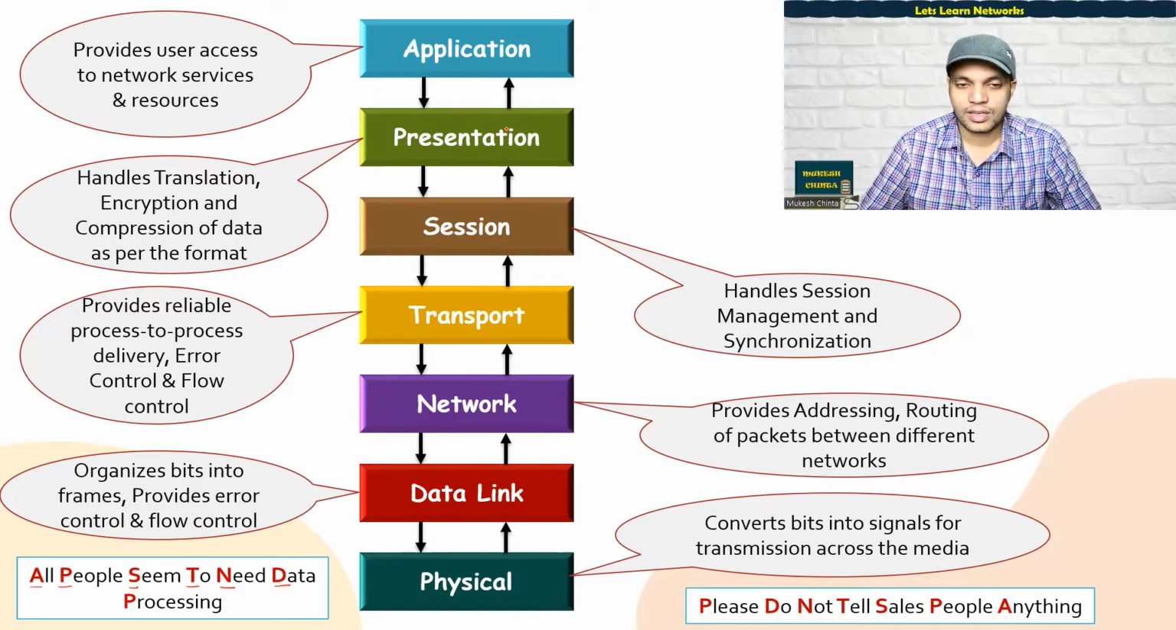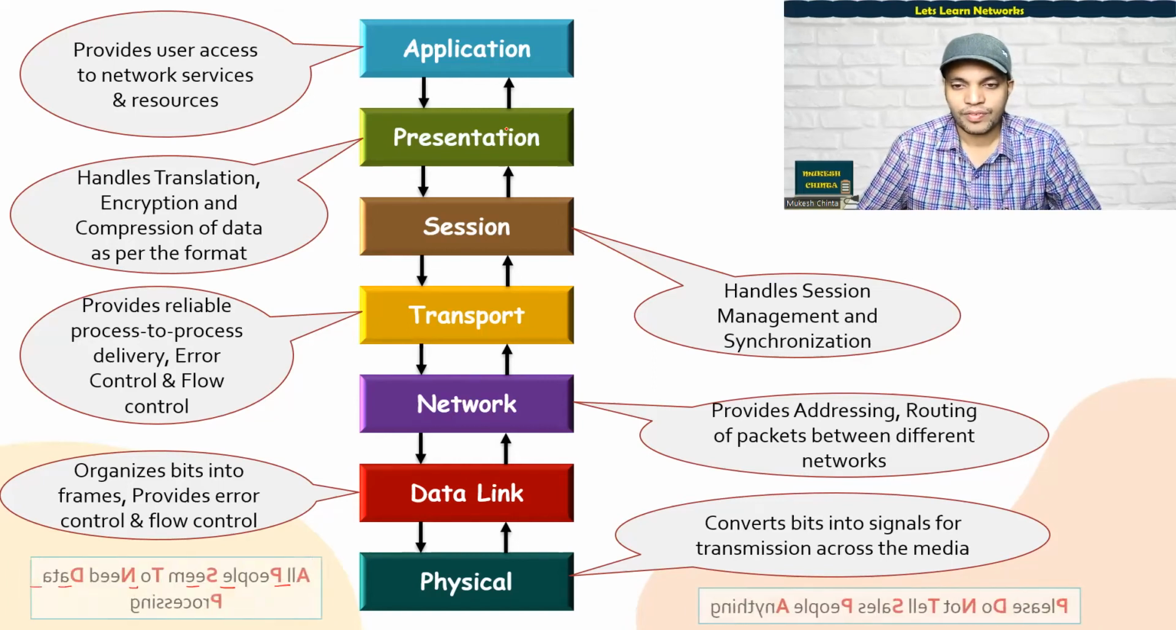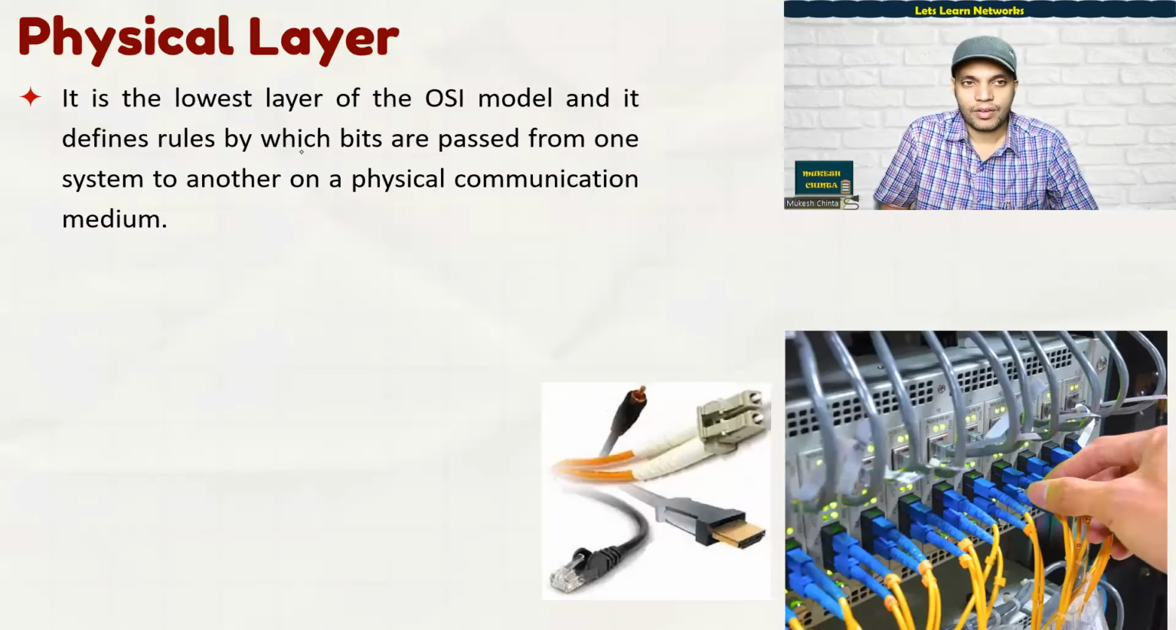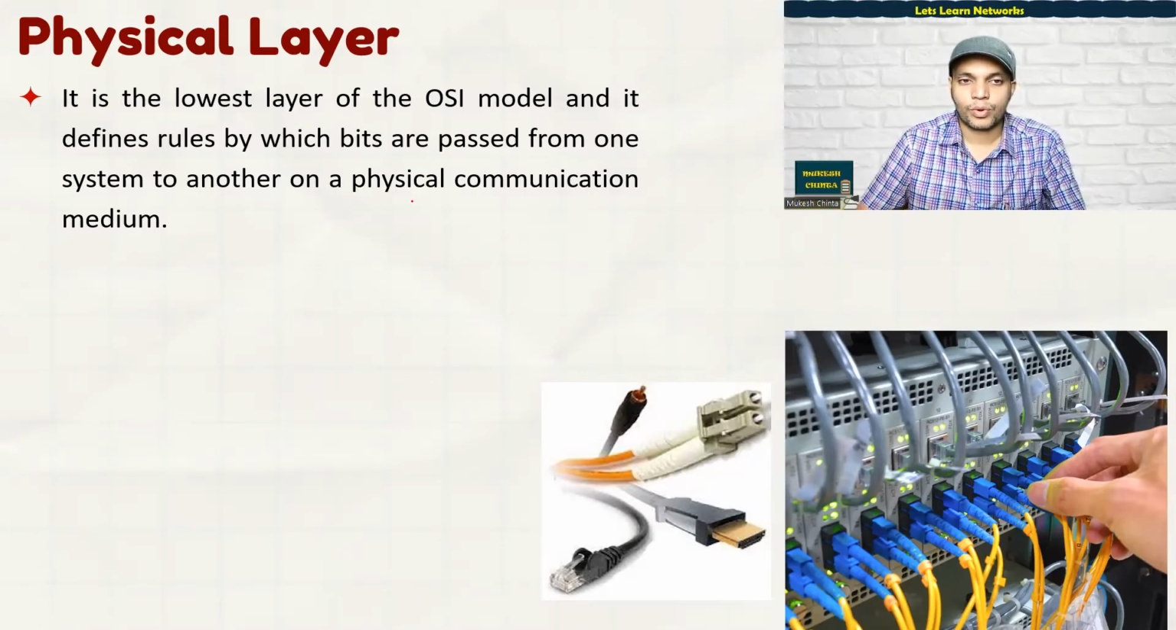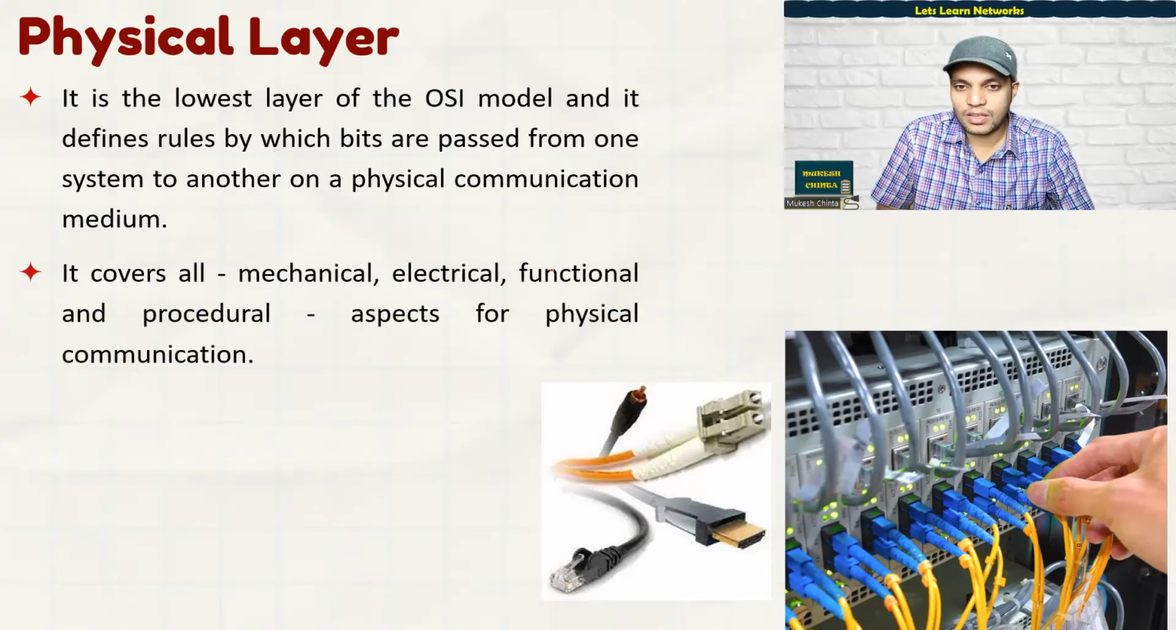Okay, let us start discussing each layer in detail. The first one is your physical layer. I told you the physical layer is the lowest layer in the hierarchy, and it defines rules by which bits are passed from one system to another on a physical communication medium. So it defines the rules for how the bits are passed. What do you mean by the rules? Actually, the physical layer is the one that connects to the physical media. It might be an STP cable or a UTP cable or an optical fiber or a coaxial cable or even, let us say, a wireless medium. So it covers all the mechanical, electrical, functional and procedural aspects for physical communication.